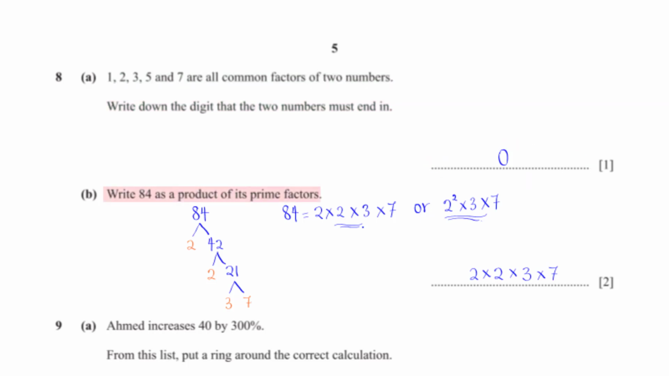Write 84 as a product of its prime factors. 84 can be broken down into 2 times 42. 42 can be broken down into 2 times 21. 21 can be broken down into 3 times 7. And so 84 as a product of its prime factors is equal to 2 times 2 times 3 times 7.